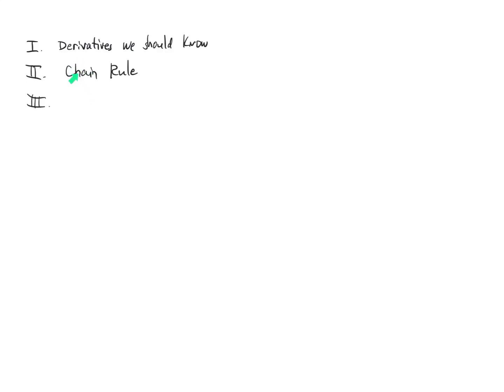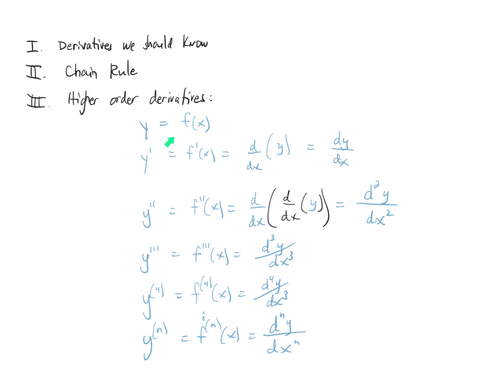Okay, next, derivatives of higher order. Some of those notations: y equals f of x, y prime equals f prime of x equals the derivative with respect to x of y, or just dy/dx. The second derivative, f double prime of x, will take the derivative with respect to x of the first derivative, and we get d superscript 2 of y over dx superscript 2.